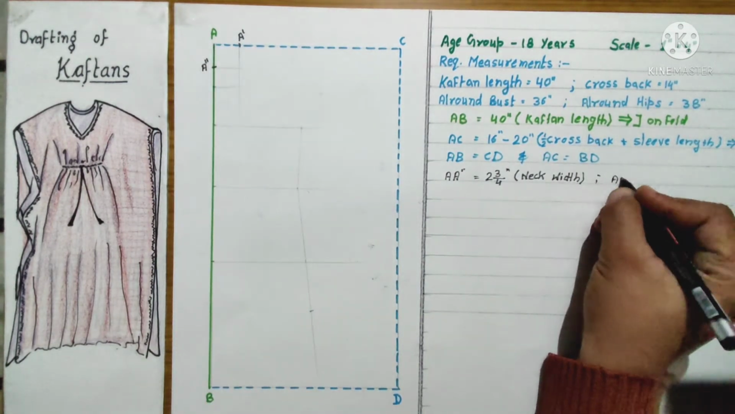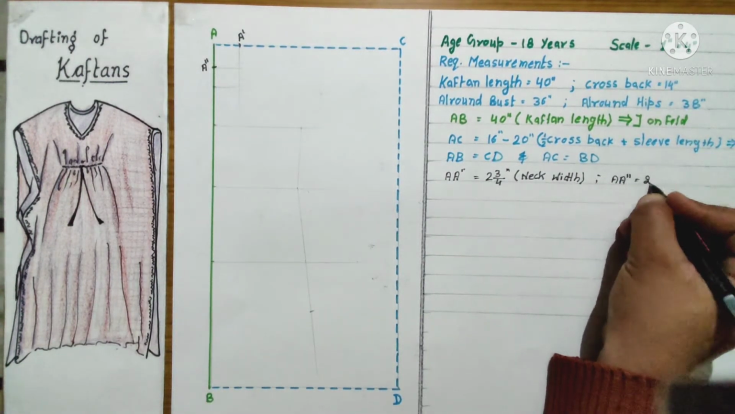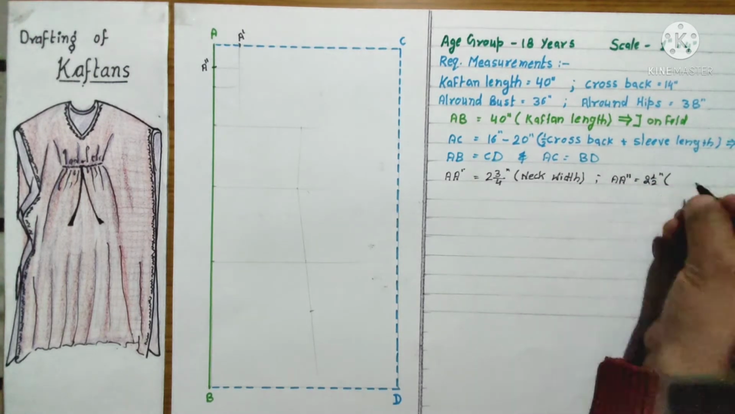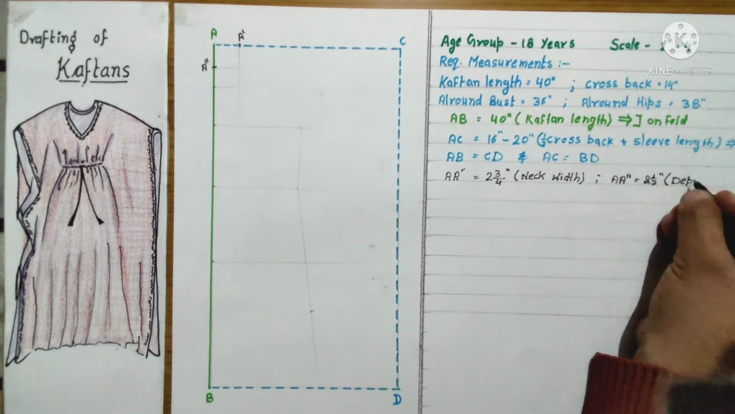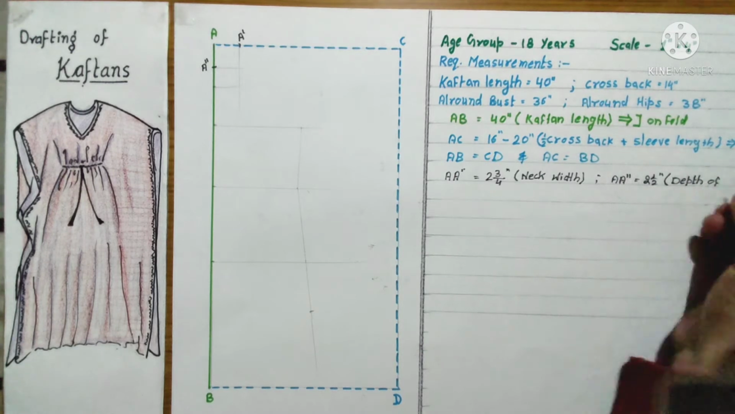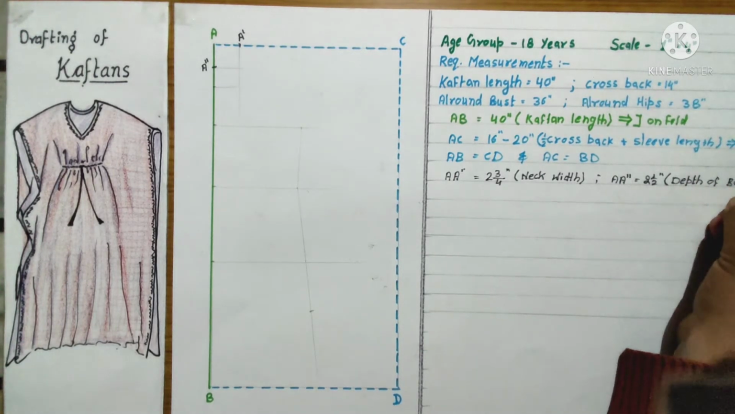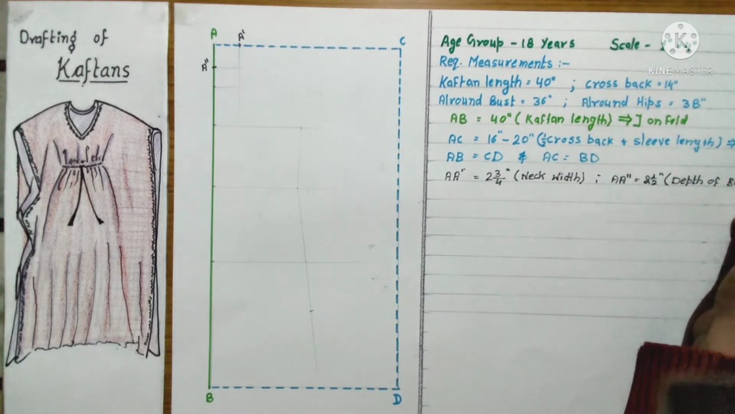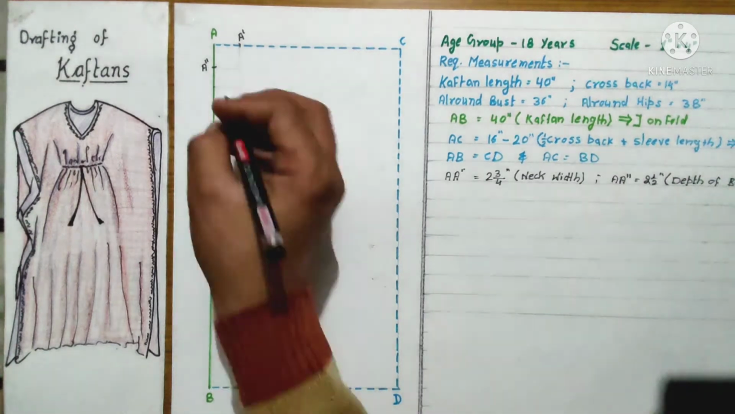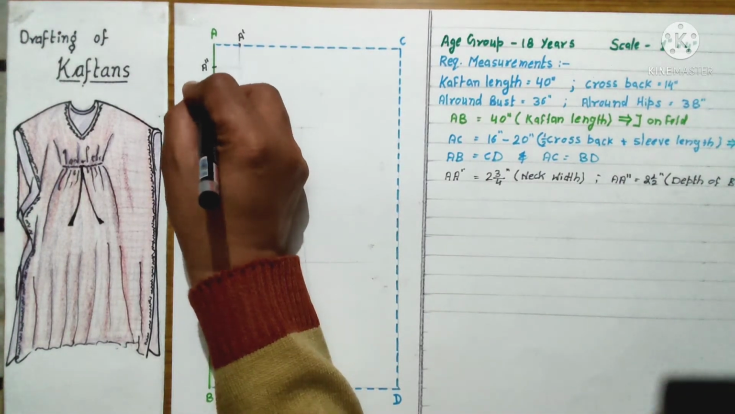And A to A double dash is the back neck depth, that is 1.5 inch to 2.5 inch. It depends upon the liking of the people, it may vary, but generally it is 1.5 to 2.5 inches. For kaftan we need to keep it a little bit lesser.